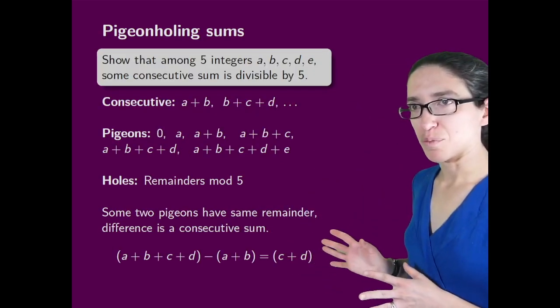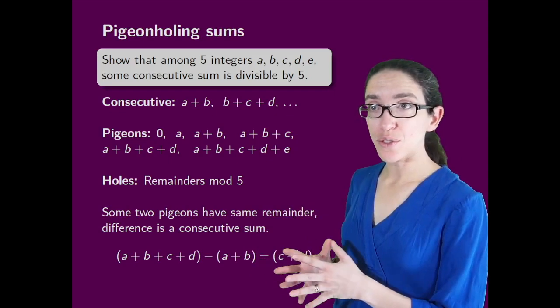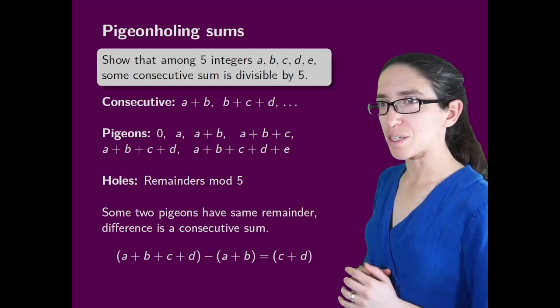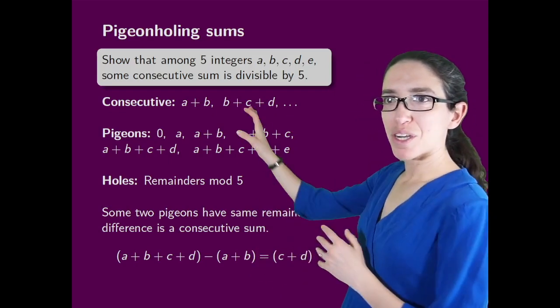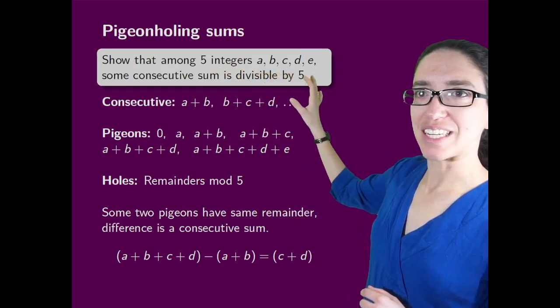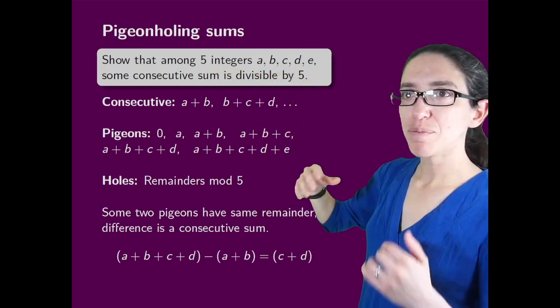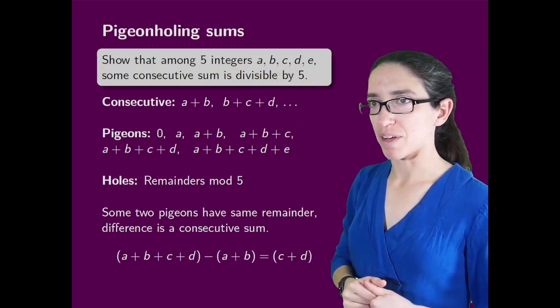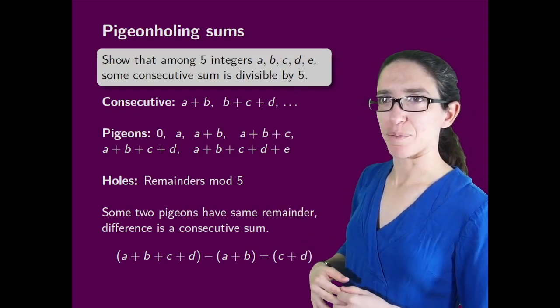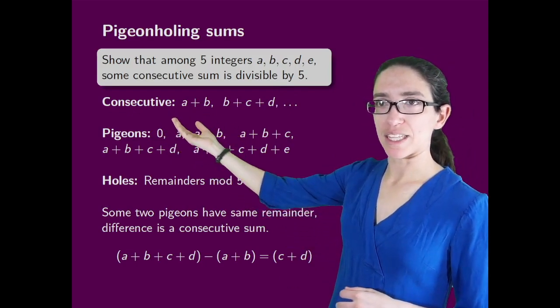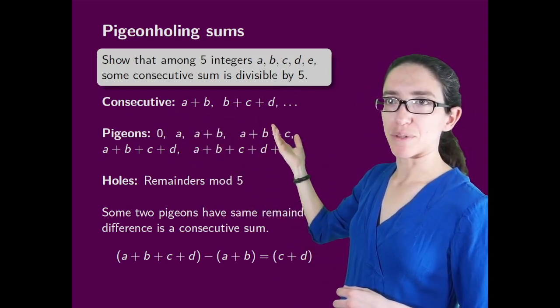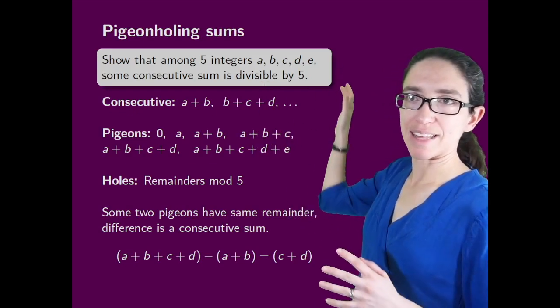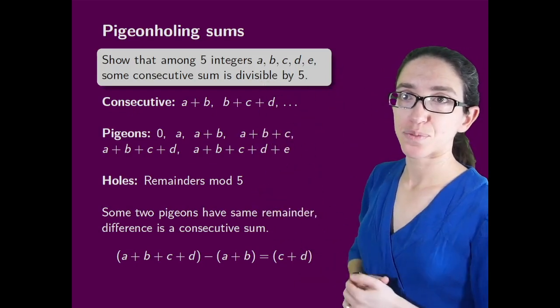Let's look at a slightly more complicated example where you can still use the pigeonhole principle, but the pigeons are a little more tricky to find. Show that among 5 integers a, b, c, d, and e, any 5 integers, some consecutive sum of them is divisible by 5. What do I mean by a consecutive sum? I mean consecutive alphabetically, like a plus b or b plus c plus d, but not like b plus e. That skips some numbers. It's not consecutive.